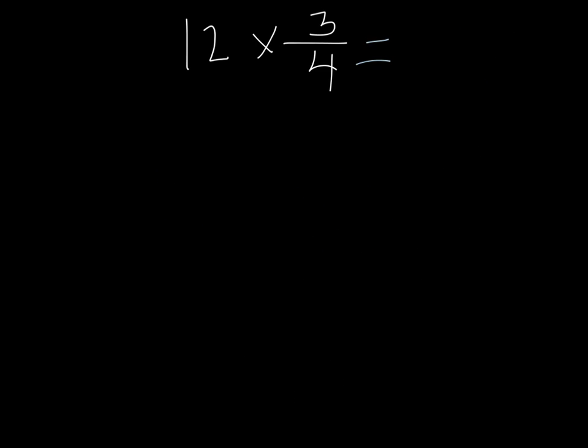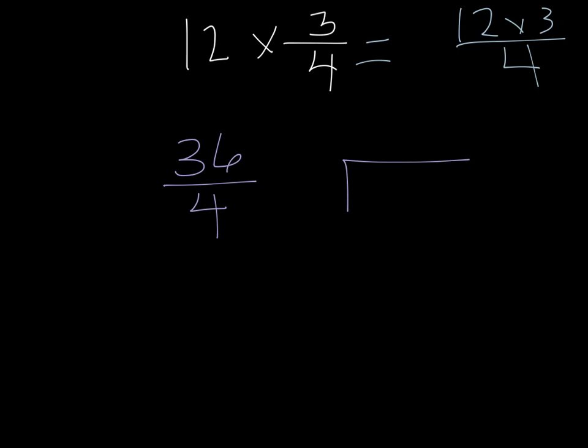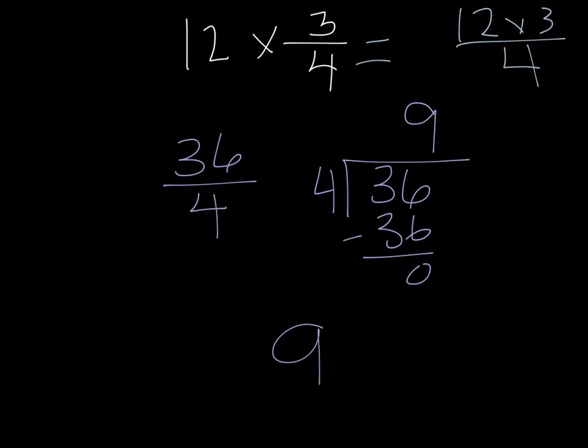12 times 3/4. I will rewrite this as 12 times 3 over 4. And now my new fraction is going to be 36/4. And I'm going to divide to convert this improper fraction into a mixed number. So I know 4 can go into 36 9 times to get 36, and I subtract, and I don't have a remainder. So my answer is a whole number. It's just 9.